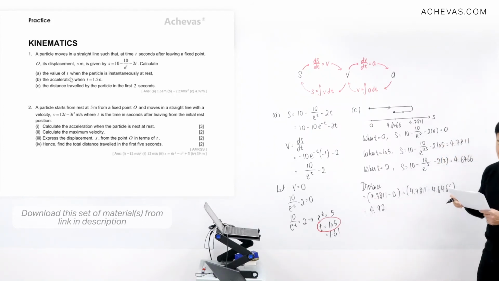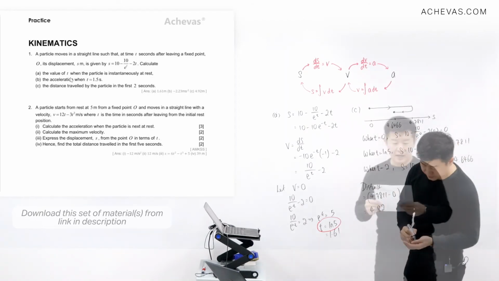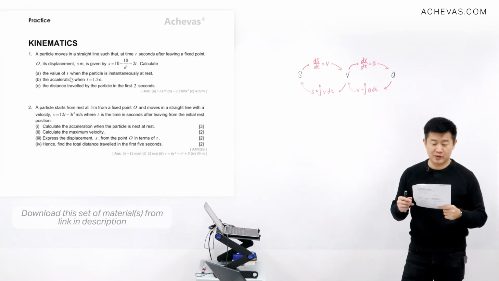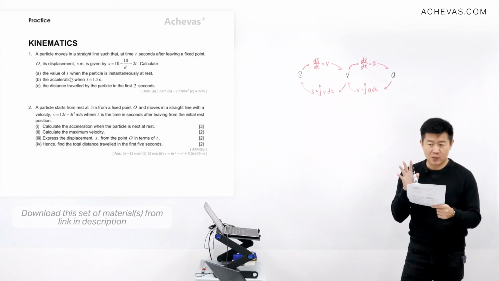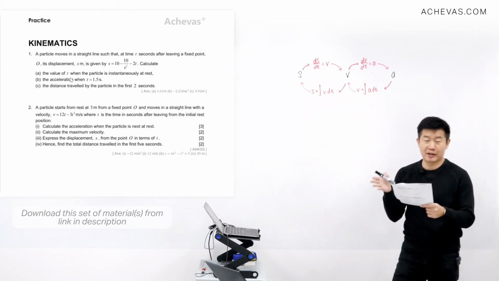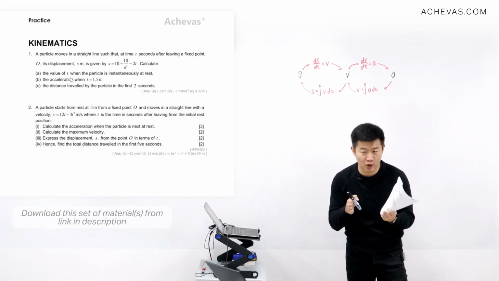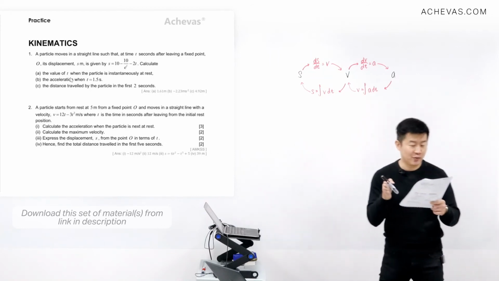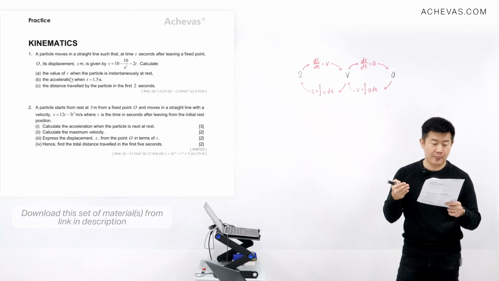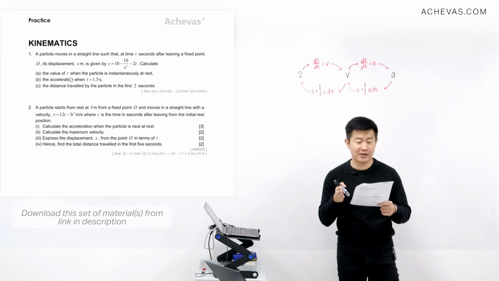Let's take a look at another question, question number 2. In question number 2, we have a particle that starts from rest. What is the concept that we can apply to a particle that is starting from rest? Rest means the particle is not moving at all. That means there's no change of displacement with respect to time. So starts from rest means v is equal to 0, at 5 meters from a fixed point O, so the displacement is 5. v is equal to 0 when t is equal to 0.